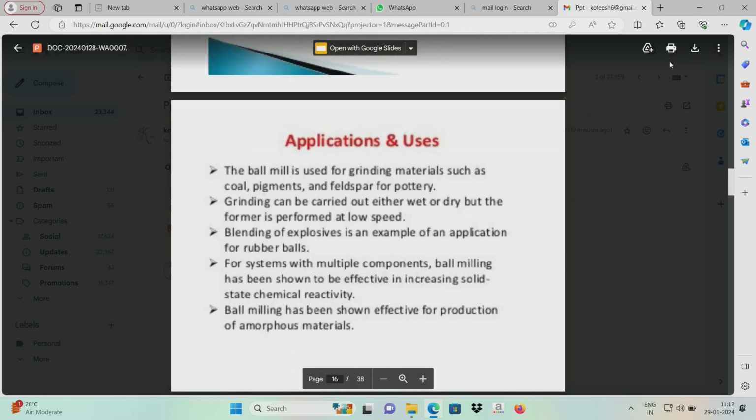And why are we using this? What are the applications of this ball mill? It is used to get materials like coal, pigments and pottery, and grinding can be carried out in either form. It is not mentioned that it should be only in the wet form or in the dried form. It is mainly used for the production of amorphous material, and the chemical reactivity in the case of the ball mill is more effective when compared to the physical reactivity.